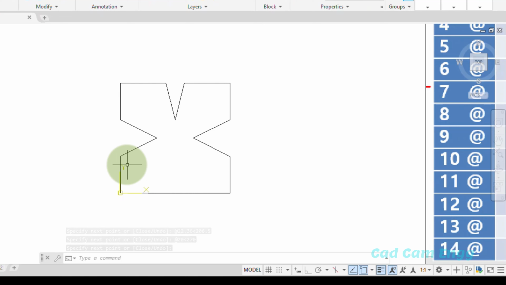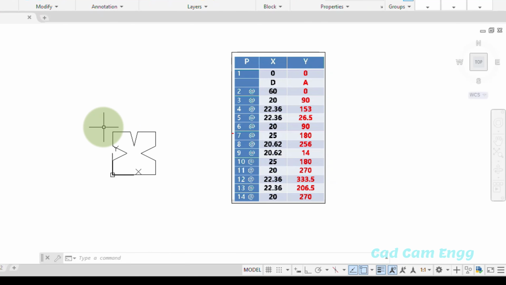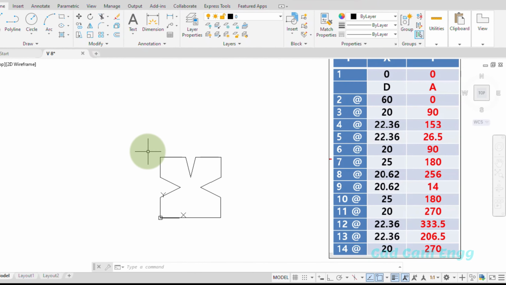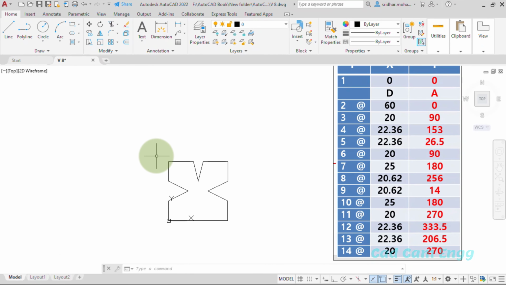Okay, so like this you practice more, then only you get how to calculate the angle in the polar system.